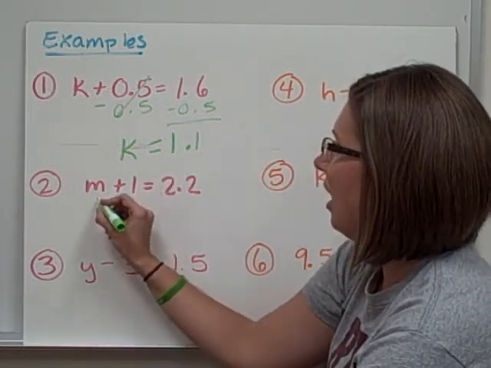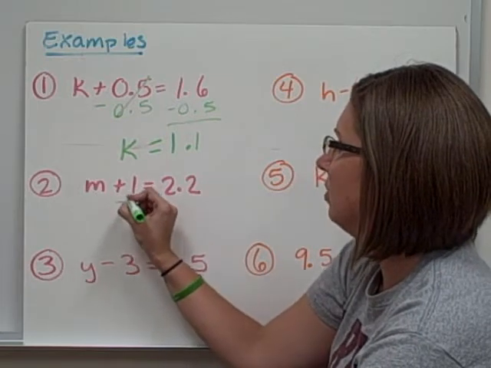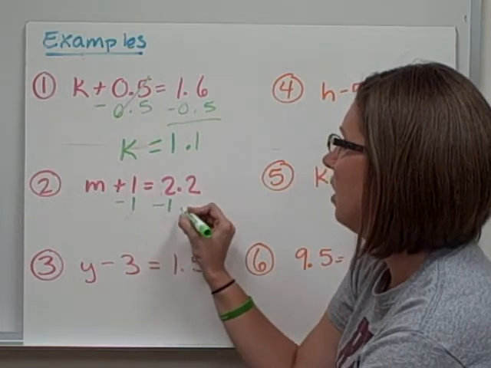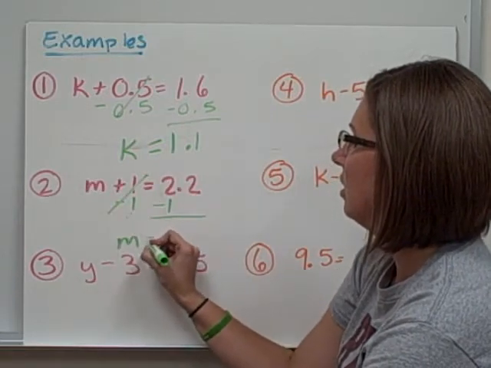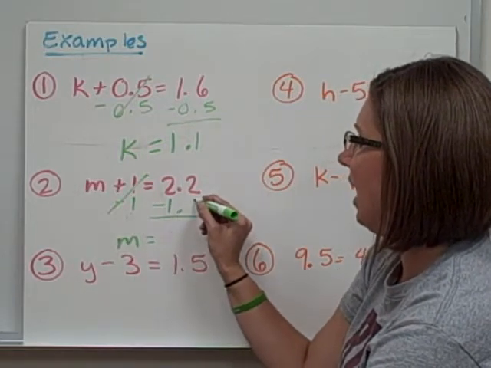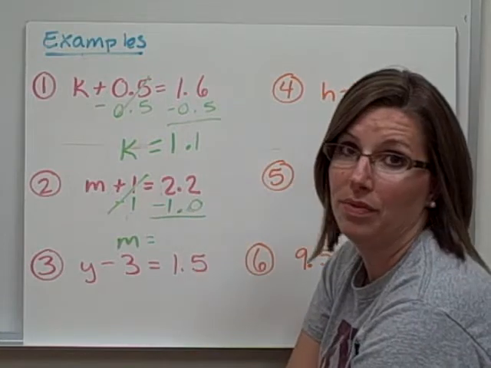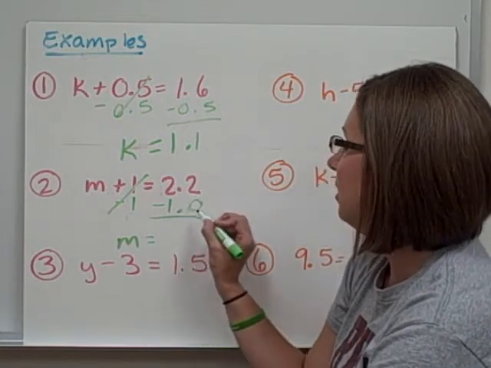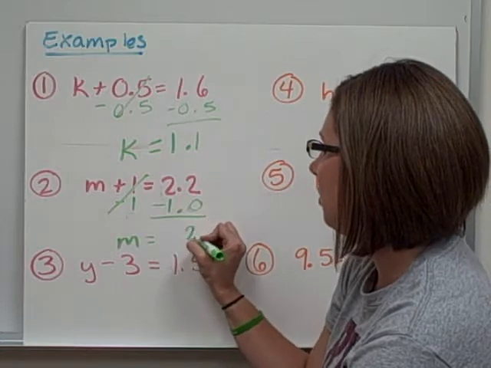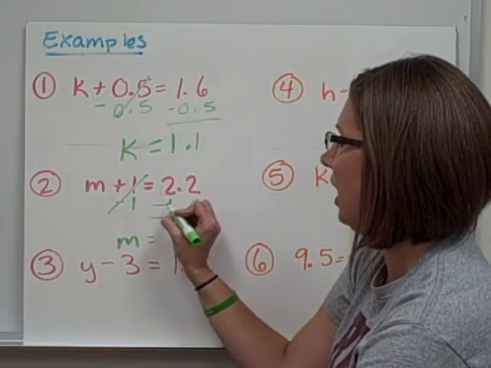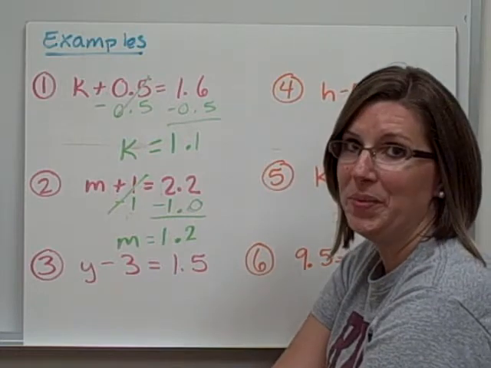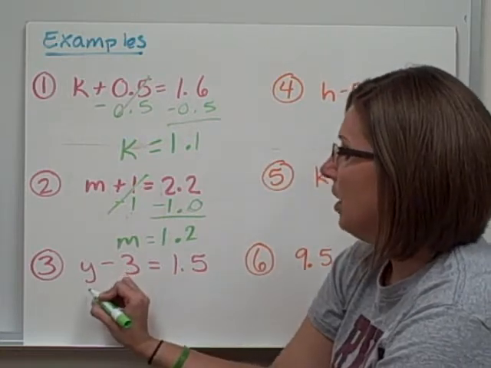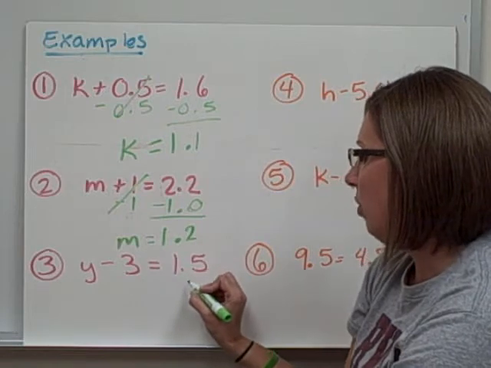Number 2, m plus 1 equals 2.2, so we're going to take away 1. This is a whole number here, so I need to add a decimal and a 0 as a placeholder. 2 take away 0 is 2. Bring down my decimal. 2 take away 1 is 1. m equals 1.2.